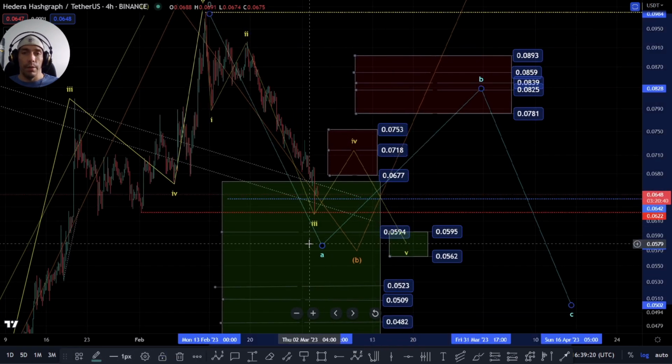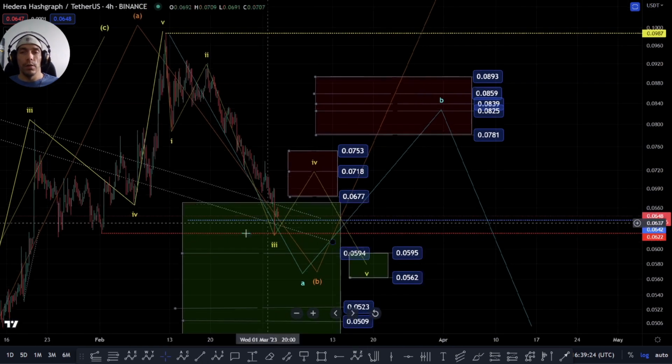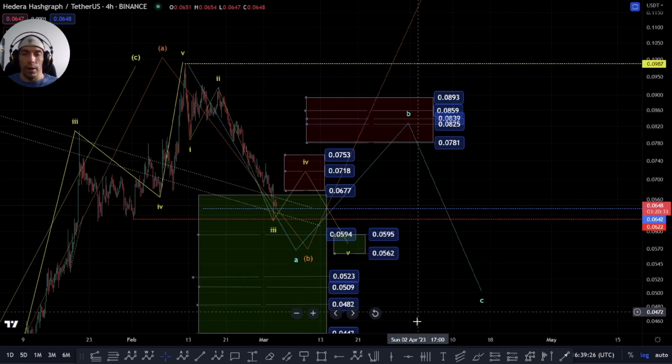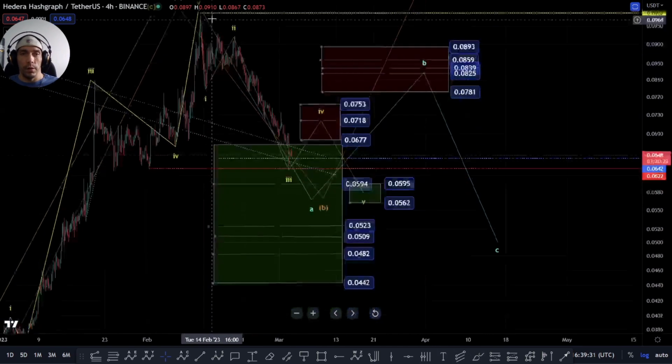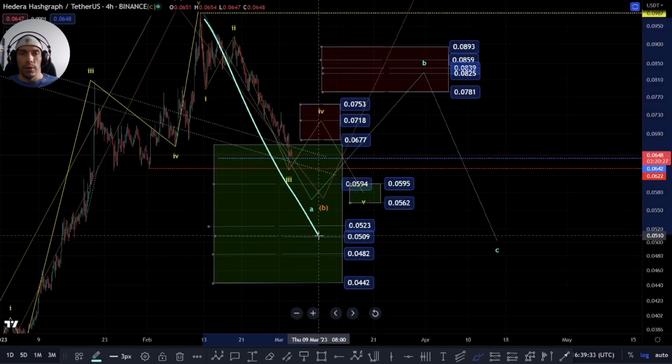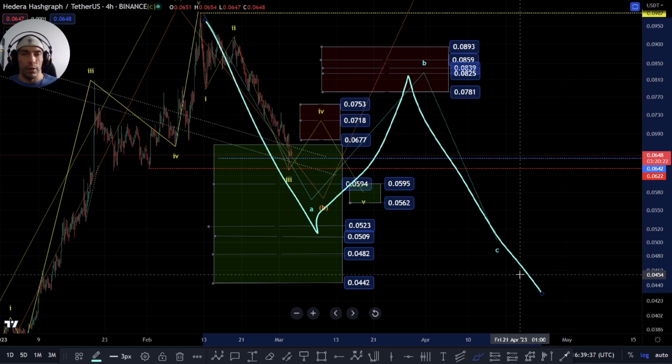this teal A wave here. So, if we do look for this five-wave move here, it is also possible to look at it in this way, where we're going to get a much bigger move to the downside, where this whole structure becomes an A wave. We look for that B wave up, and then we finally get that C wave to the downside.